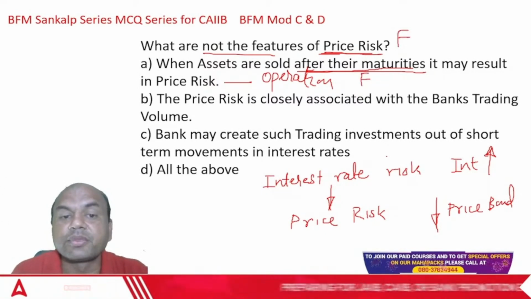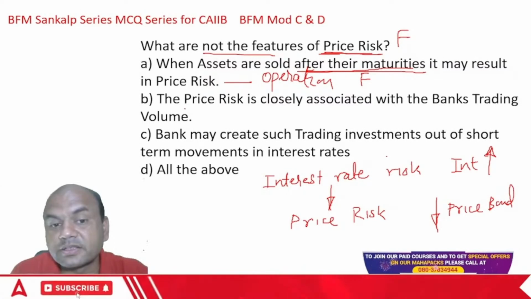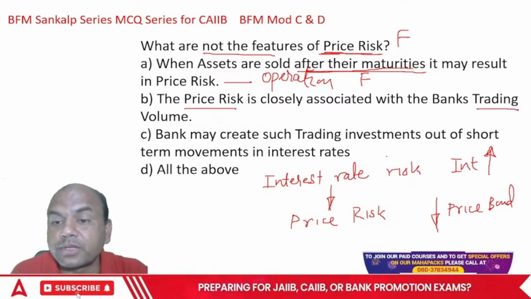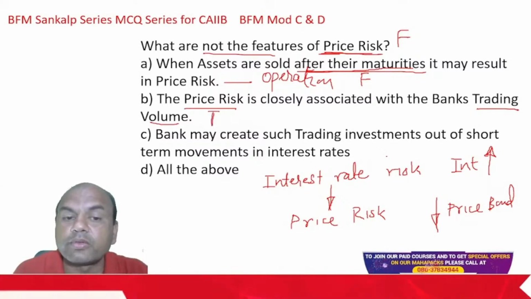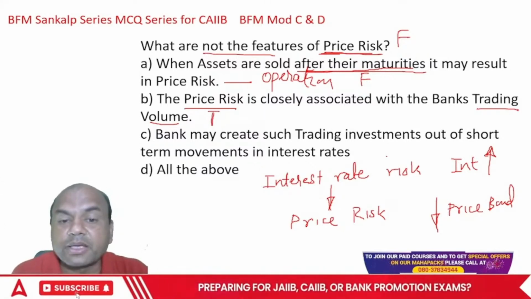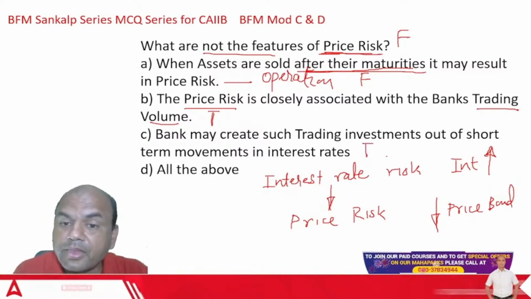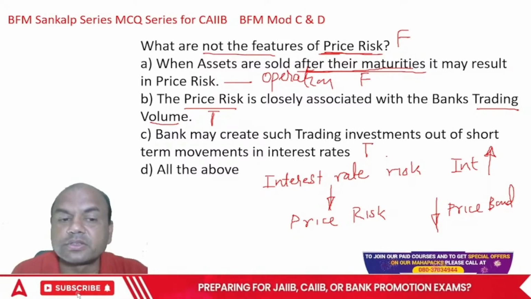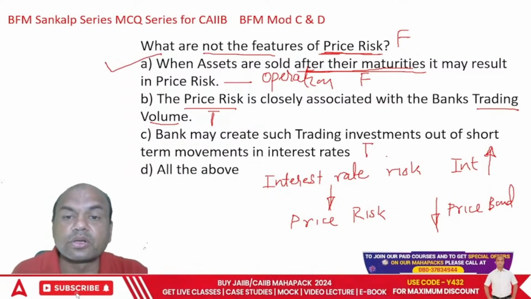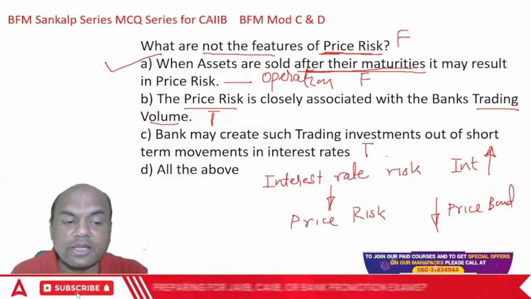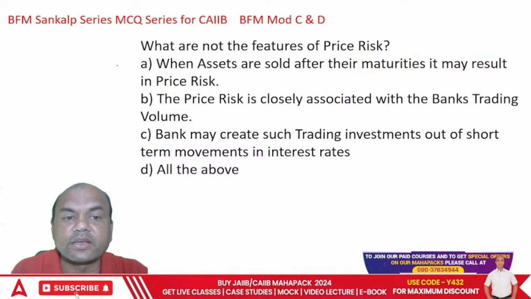What about the second one? The price risk is closely associated with banks' trading volume. That is true, because the more the trading volume, the more price risk I will have. Banks may create such trading investments out of short-term movements in the interest rates. That is also true. I can create investments by the short-term movement. So this is true, but I want the false one. So only A is the answer: when assets are sold after the maturity, it may result in the price risk. Okay, I'll clear this board over here so that you can watch it freely. So this answer is A.